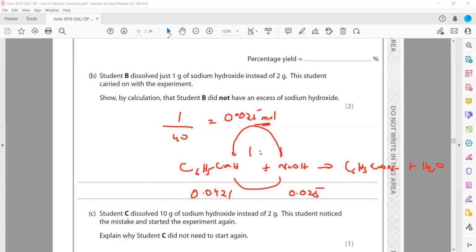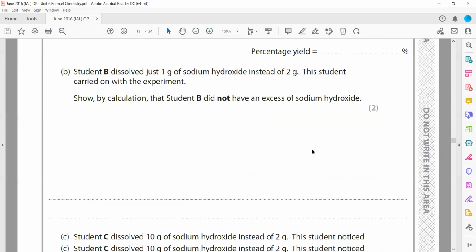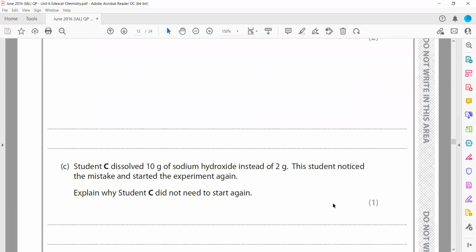Then another student, student C, dissolved 10 gram of sodium hydroxide instead of 2. This student noticed the mistake and started the experiment again. Explain why student C did not need to start again.